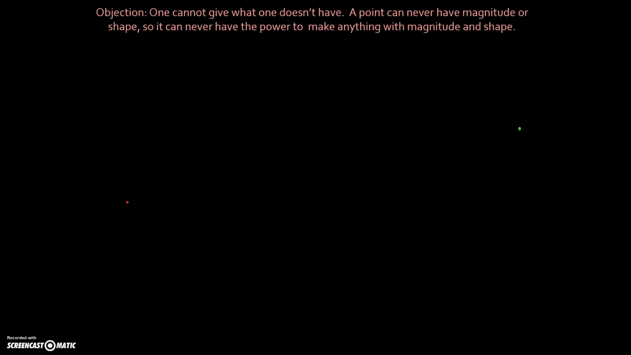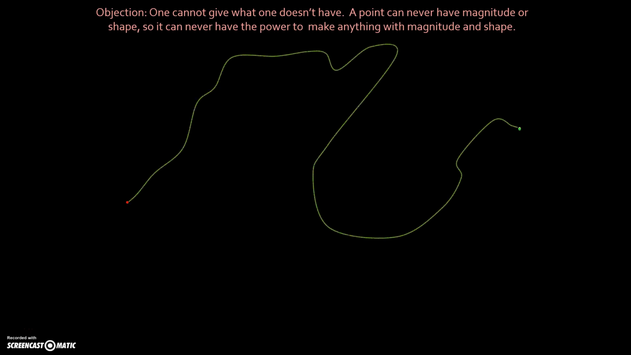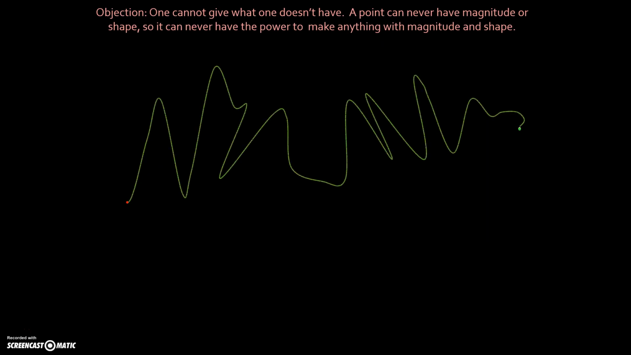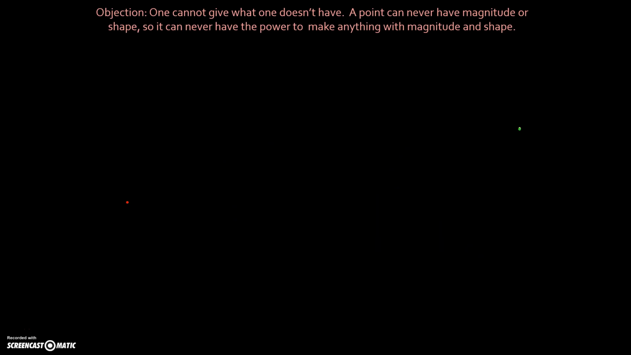Objection 2. One cannot give what one doesn't have. A point can never have magnitude or shape, so it can never have the power to make anything with magnitude and shape. How are we to respond to this objection?